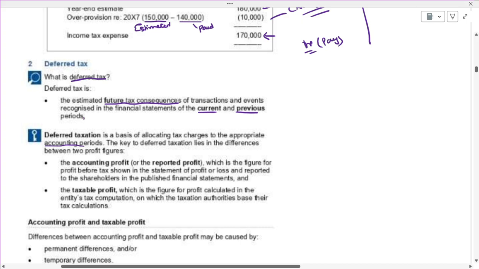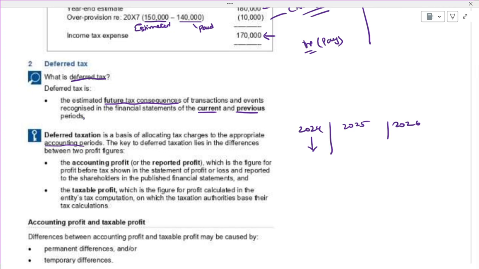Okay, you are doing it for 2024. You will not take tax which is related to 2025 and 2026. We will take only that which is relevant to the current period. That's what it says: the key to deferred tax lies in the difference between two profit figures. Those two different figures are the key element.